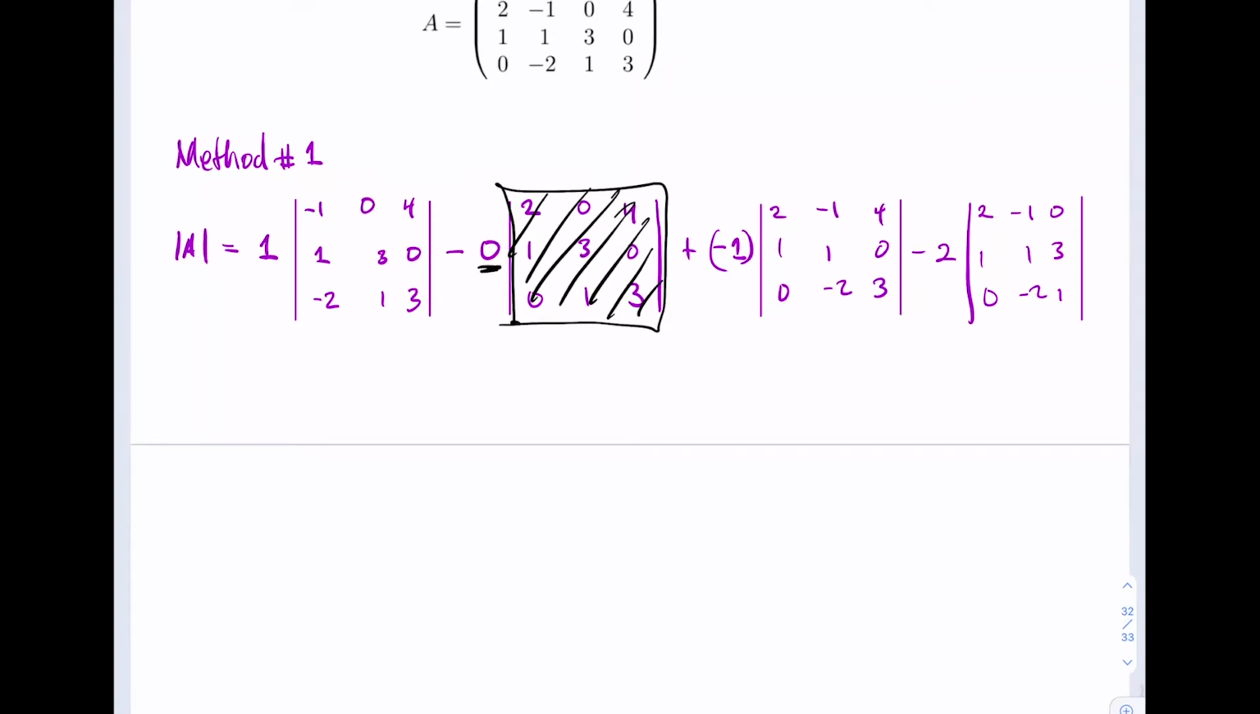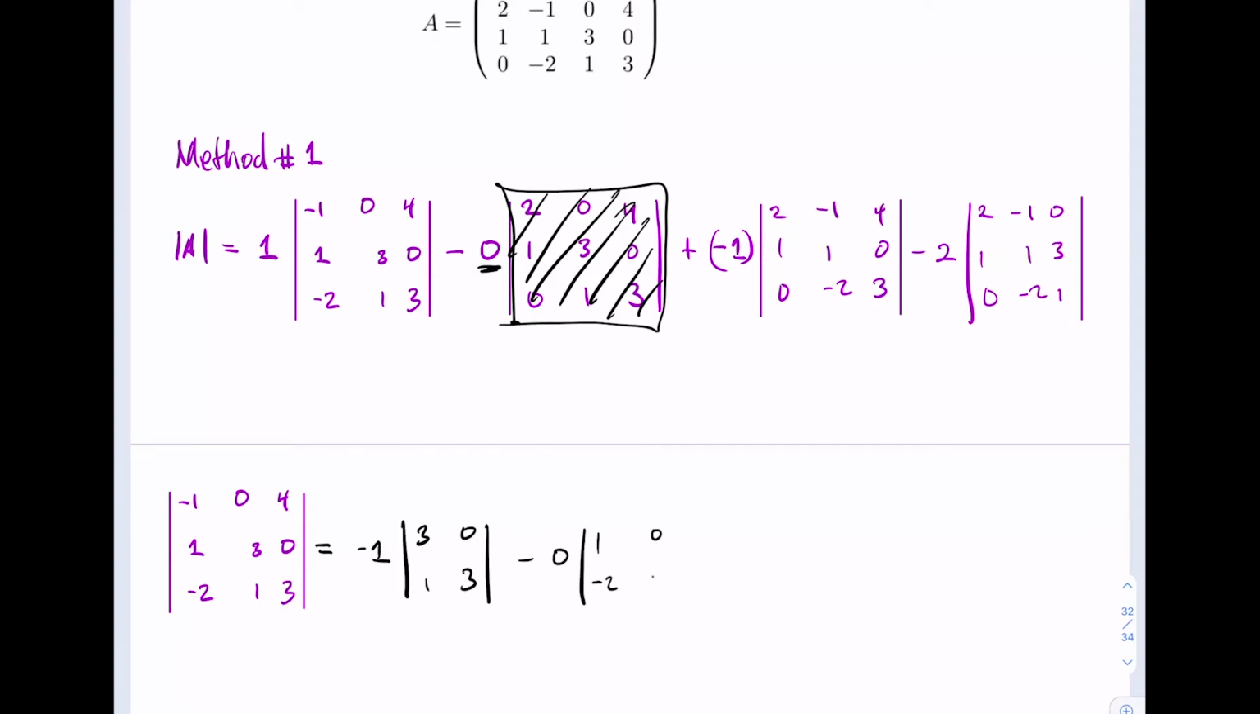So let's go for the first one. Let's copy this one down. And we can write this determinant as -1 times 3, 0, 1, 3 minus 0 times 1 minus 2, 0, 3 plus 4 times 1 minus 2, 3, 1.